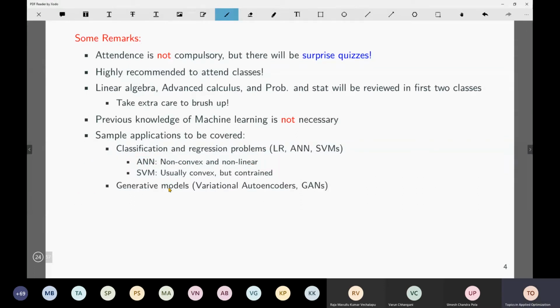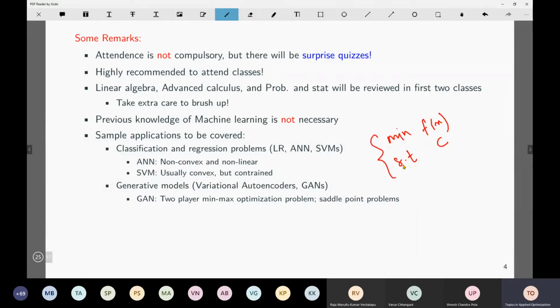And we will see some applications of optimization in generative models, for example GANs, generative adversarial networks. Each of them brings some different flavor to the optimization problem that you need to look at. For instance, GAN is a min-max problem. It is not just min or max, right? A usual optimization problem you can think of as minimize something subject to some constraint. So this is the typical minimization problem, but GANs are not just like that.